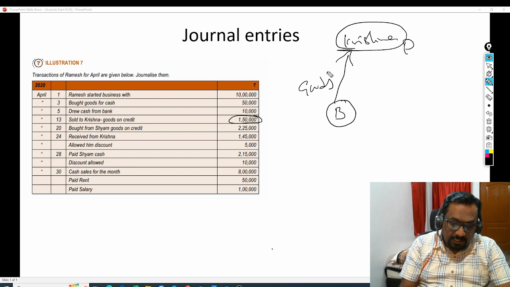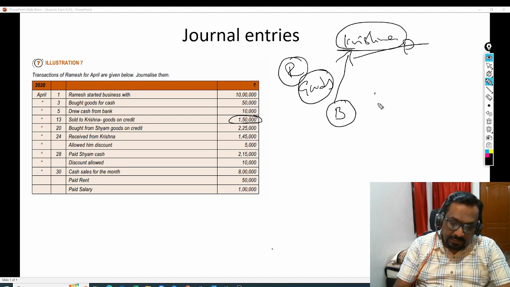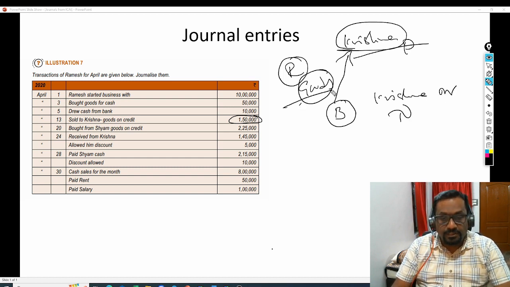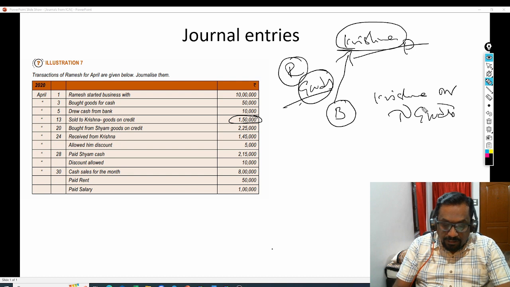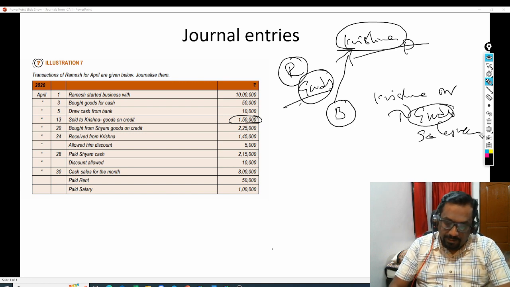Krishna comes under personal account, goods comes under real account. What is the principle under real personal account? Debit the receiver, credit the giver. He is receiving, so Krishna account debit. Goods going out, real account: debit what comes in, credit what goes out. So credit goods account. Instead of creating goods account, you can still credit sales account. So Krishna account debit to sales account. This should be the entry.